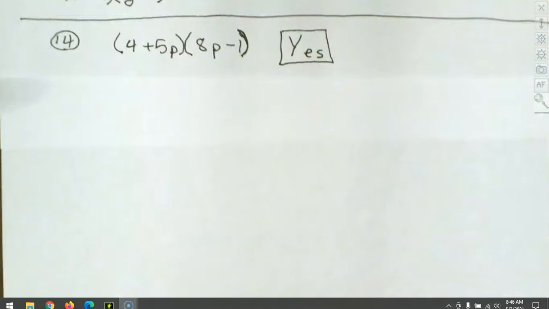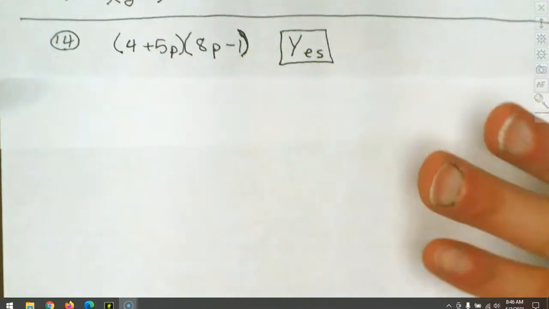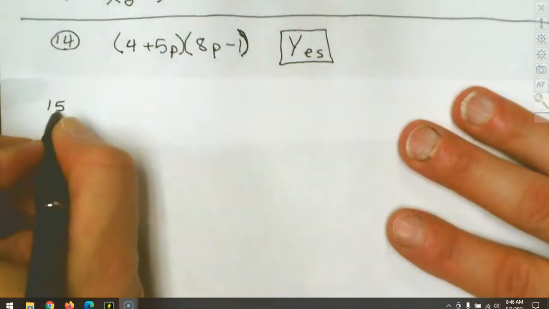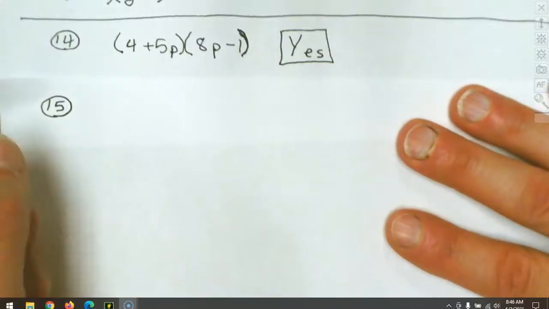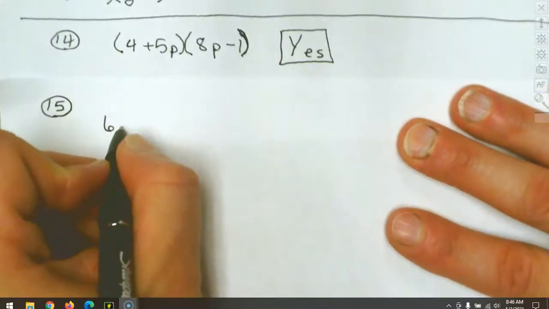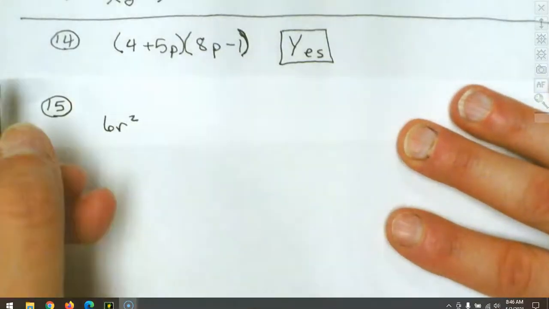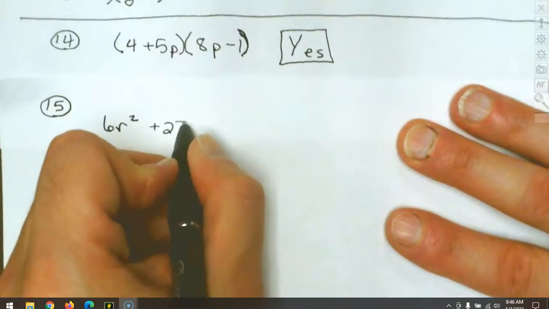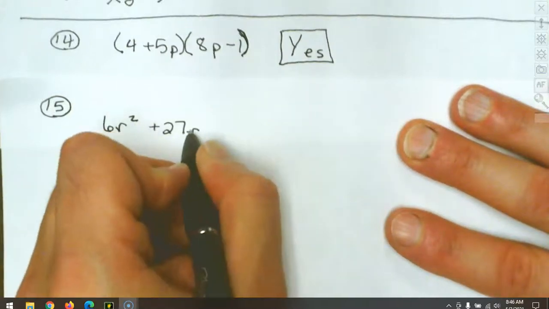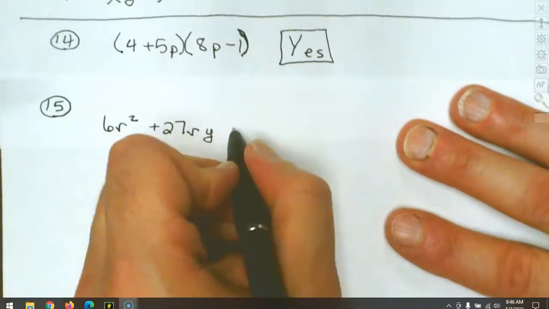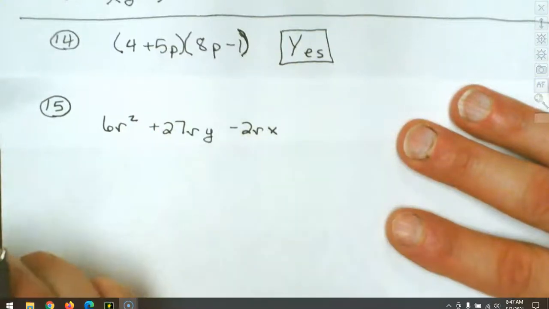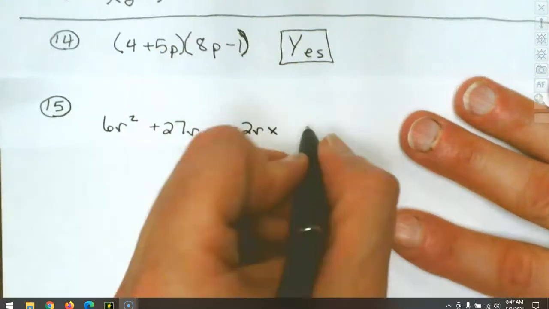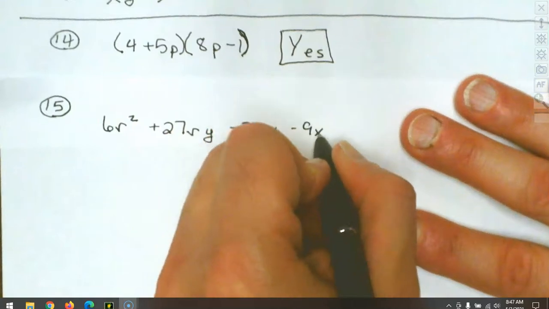Okay, next we're going to look at question 15. And for question 15, we have a 6r squared plus 27ry minus 2rx, or xr either way, and a minus 9xy.